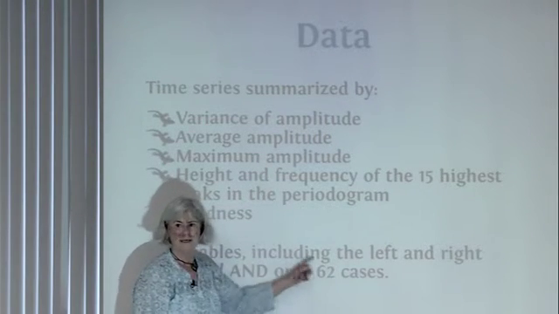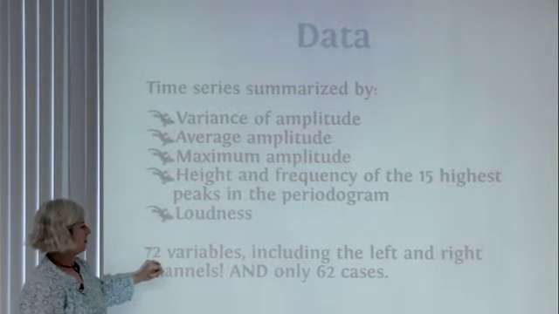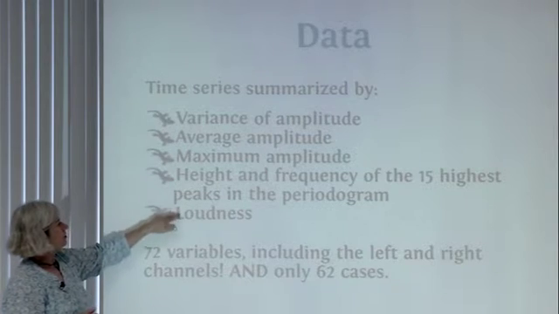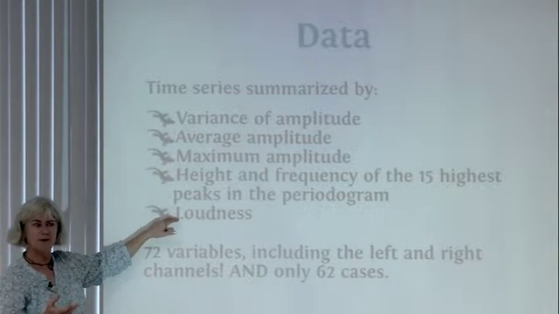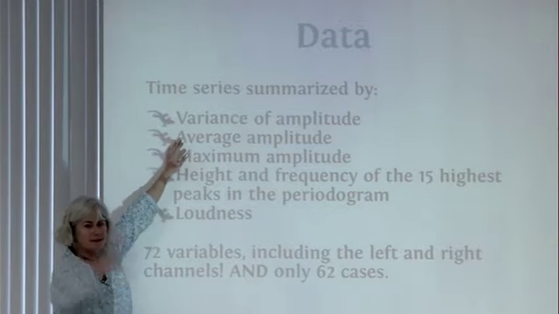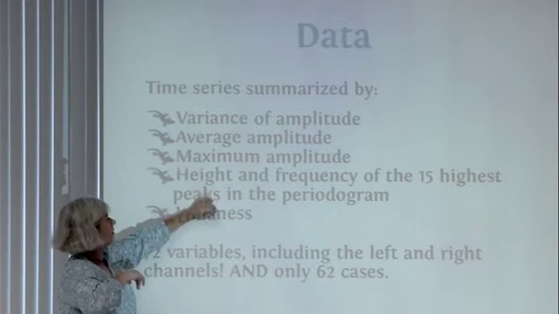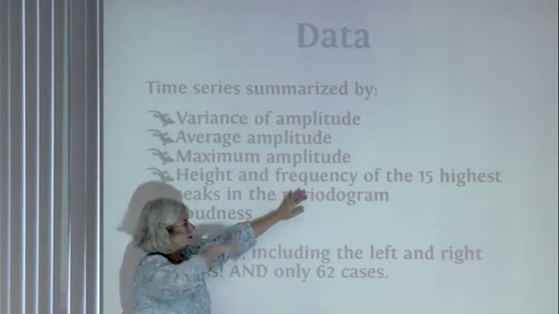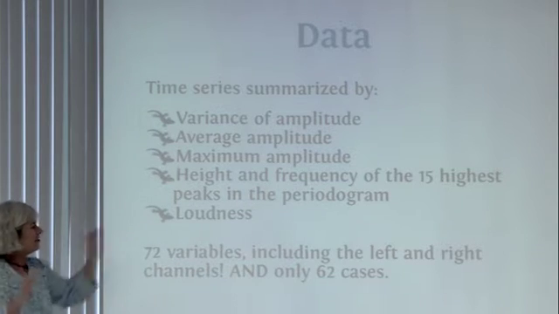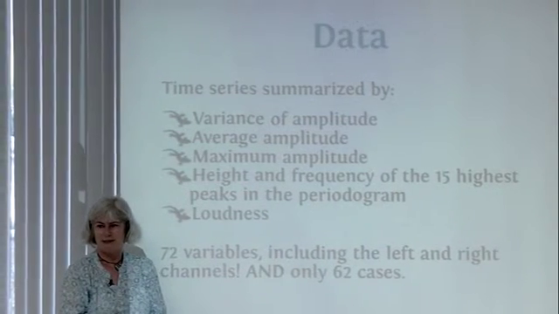So I had 62 music clips. And in the original summary of the data, I created 72 variables because I included both the left and the right channel. In the end, I boiled it down to just 5 variables because 5 seemed to do an amazingly good job at the task that I wanted to do. So I just had the variance and the average and the maximum. And I looked at the periodogram and picked out the first few. This is really imperfect. I don't think you should recommend this to anyone, but it was simple enough to get a pretty good sense of differences between the music clips, and we'll see that in a moment.